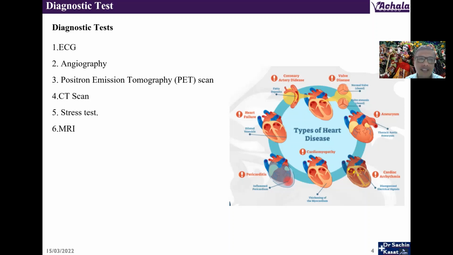Then PET scans are done, CT scans are done. Stress test is something which was being done historically. Nowadays, the frequency has come down, I have seen, because of these advanced tests, CT angios and MR angios, which are now available.